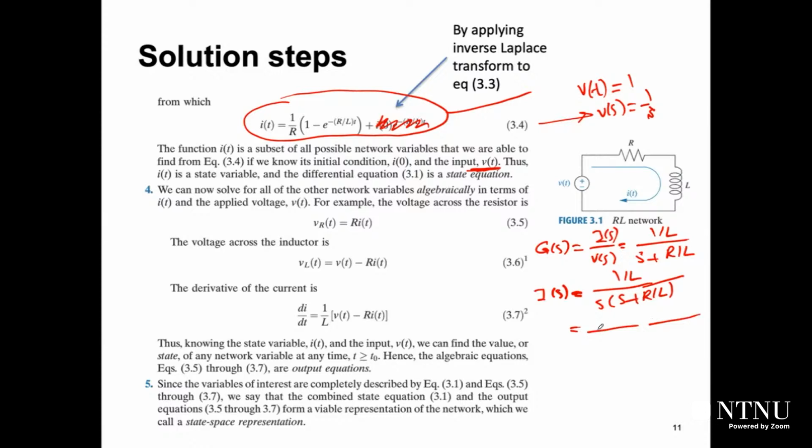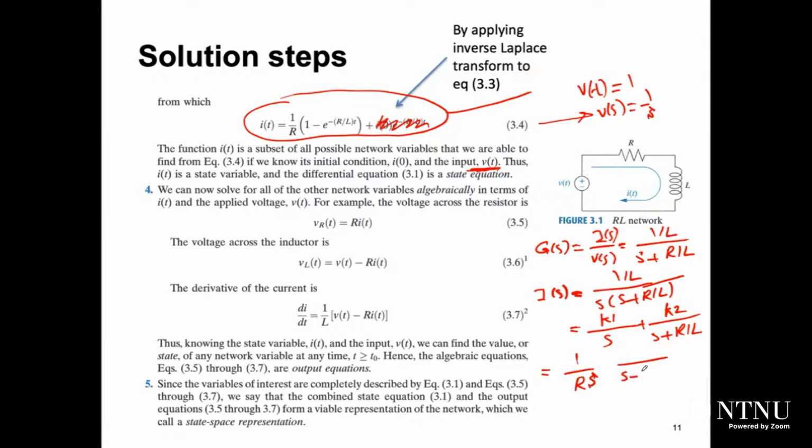So it will be something like this. We have here s, we have here K1, and here s plus R divided by L, plus K2. We need to find the value of K1 and K2. So for K1, multiply by s and set s equals 0. So it will be 1 divided by L, divided by R divided by L. So it will be just 1 divided by R, right? It will be 1 divided by R s.